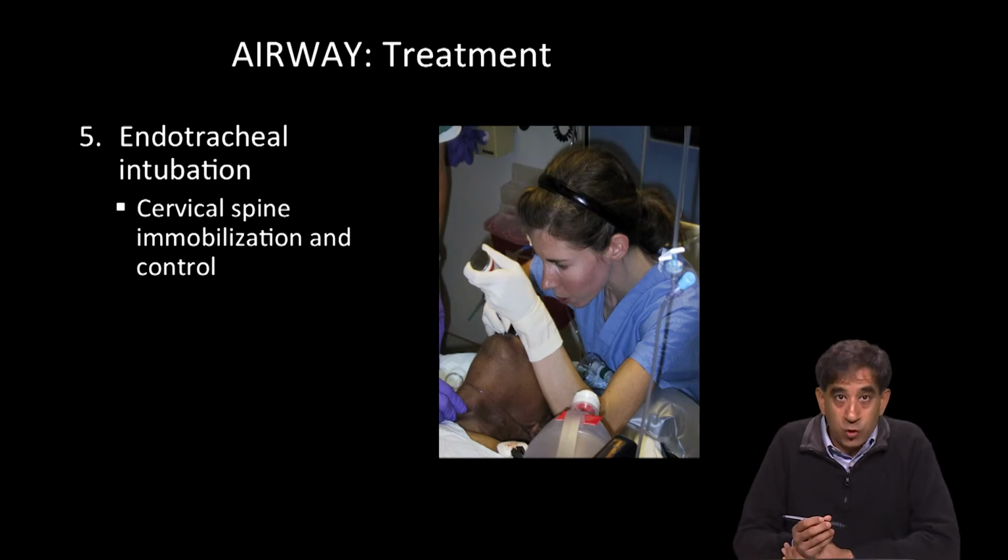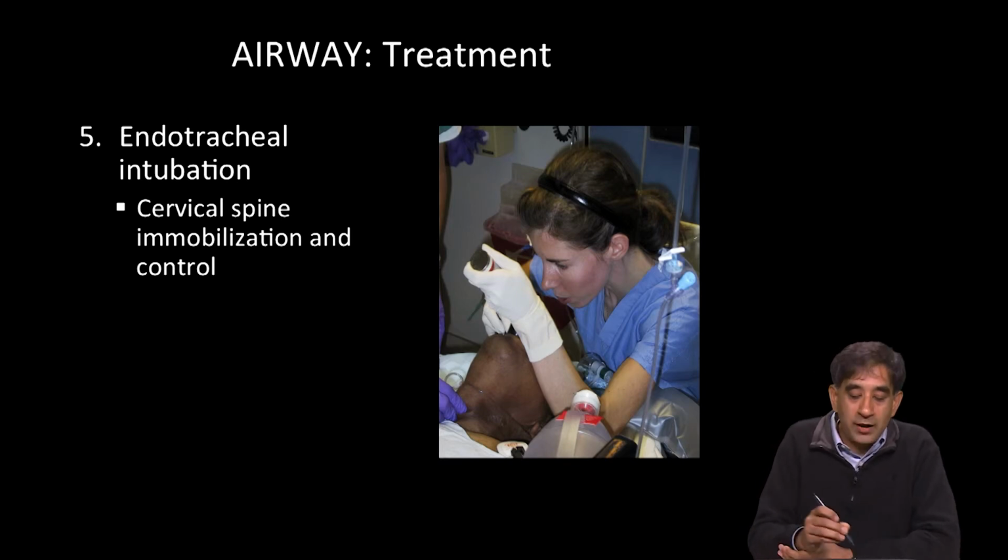If the patient requires it, the next step in airway treatment would be endotracheal intubation. And in this particular case, we're going to place an endotracheal tube through the patient's vocal cords into their trachea and blow up the cuff in order to provide ventilation and airway protection, all the while maintaining cervical spine immobilization.